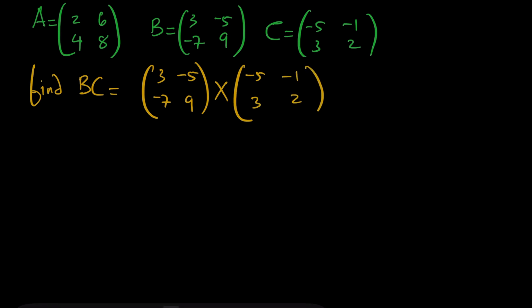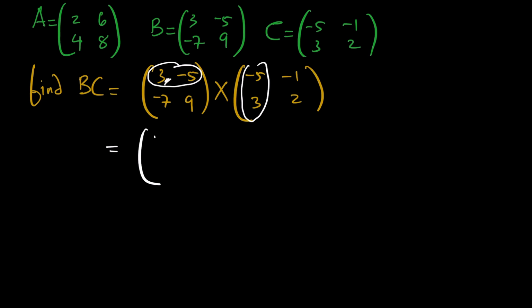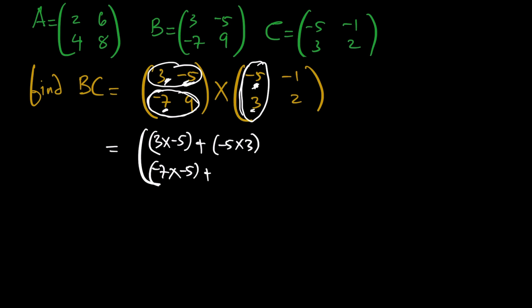And we said that to solve this, we first take this first row with the first column. To do that, this 3 will multiply this -5 first. Then we add it to this -5 with a 3, -5 multiplied by 3. Then we come down and take the last row with the same column. So it's going to be -7 first, this last row, the -7 will multiply the -5 first. You add it to the 9 multiplying 3, like that.